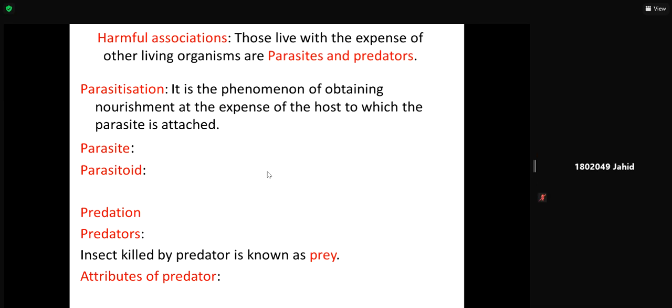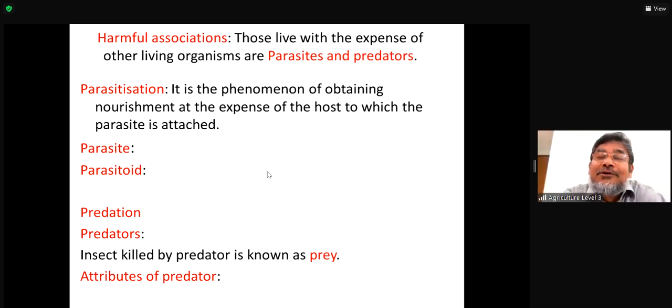But what is the louse doing? The louse is taking food from our body. So taking shelter on our body. This is a parasite. So parasitization, if we say, is a phenomenon of obtaining nourishment at the expense of a host to which the parasite is attached. At the expense of our food materials from our head, the parasite louse is taking food.